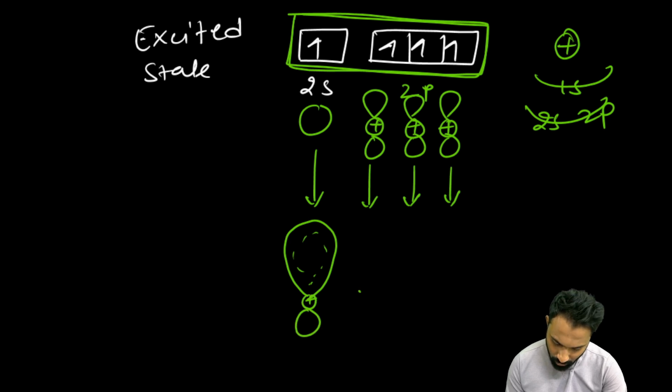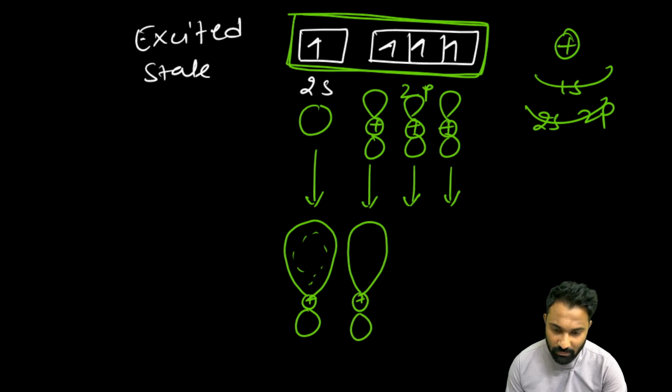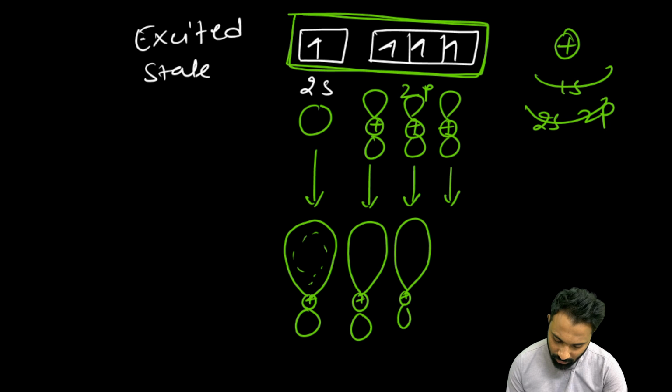Clear? One lobe will be higher and the other lobe will be smaller. Clear? Now how many hybridized orbitals did we get in total?